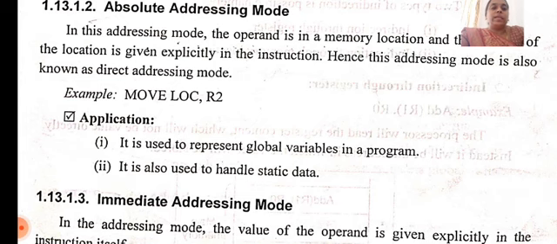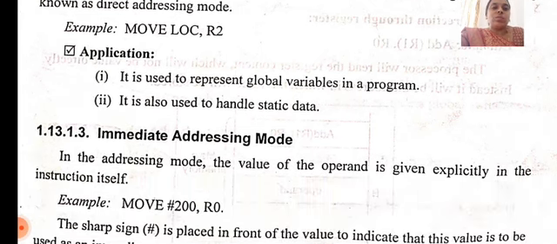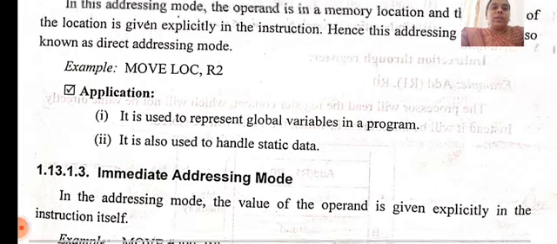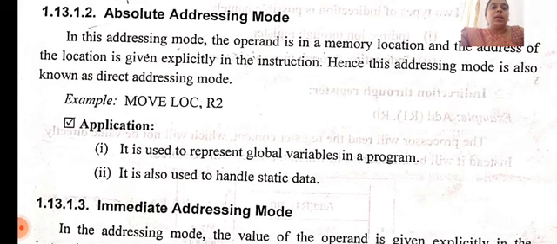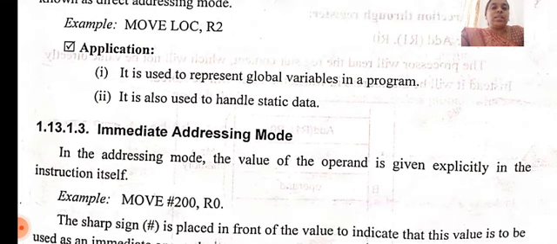The third one is the immediate addressing mode. In this addressing mode, the value of the operand is given explicitly in the instruction. In the previous addressing mode, absolute addressing mode, the operand is in a memory location. Here the value of the operand is given directly in the instruction itself. For example, move #200, R0. Here the value 200 is moved to the R0 register.